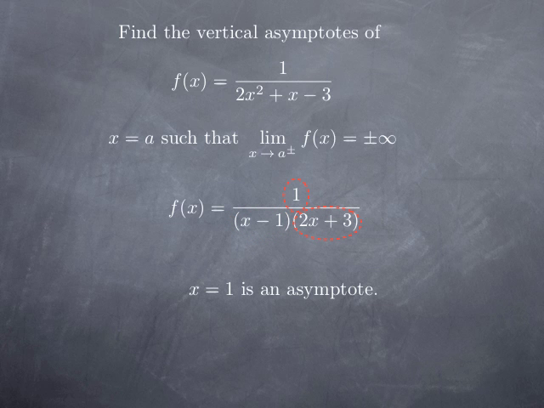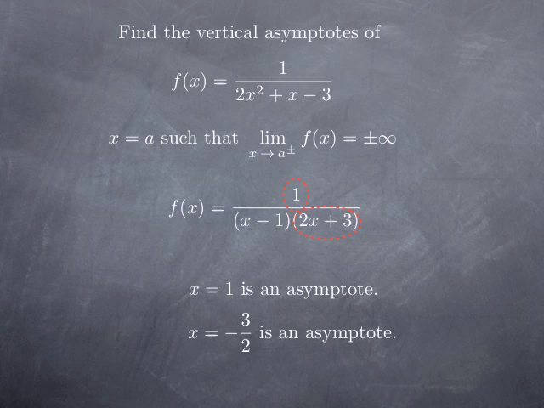Similarly, if we look at what happens when x gets closer and closer to negative 3/2, then 2x plus 3 gets closer and closer to 0, but the top remains 1. So we get 1 over something closer and closer to 0. Again, the values grow without bounds. And we get that x equal negative 3/2 is an asymptote.